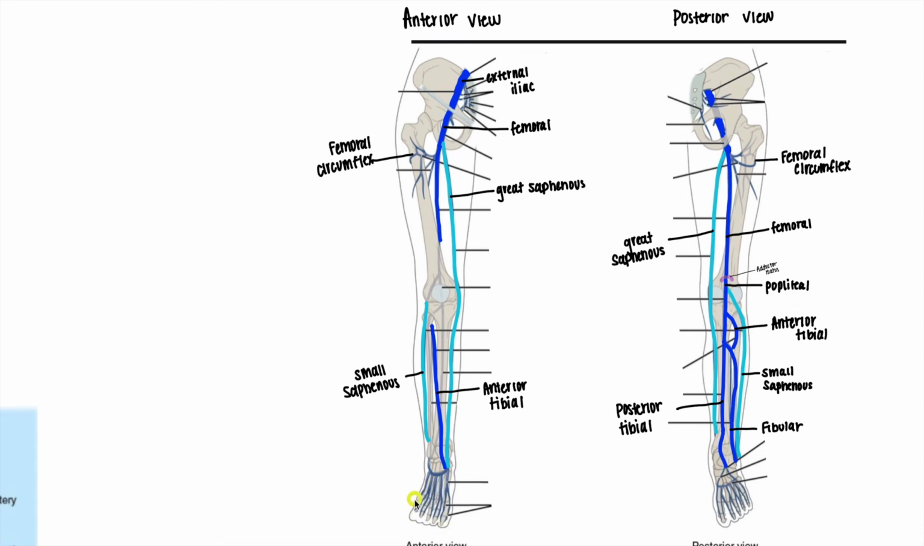The deep dorsum of the foot is drained by the anterior tibial vein. We can see the anterior tibial vein here posteriorly as it drains into the popliteal vein. The plantar foot is drained by the posterior tibial vein, which is a continuation of the popliteal vein. The deep lateral compartment is drained by the fibular vein, which drains into the posterior tibial vein. Again, the posterior tibial vein is a continuation of the popliteal, which is a continuation of the femoral vein.